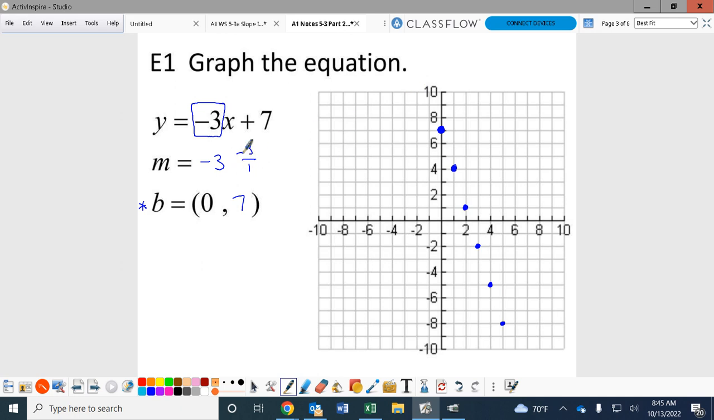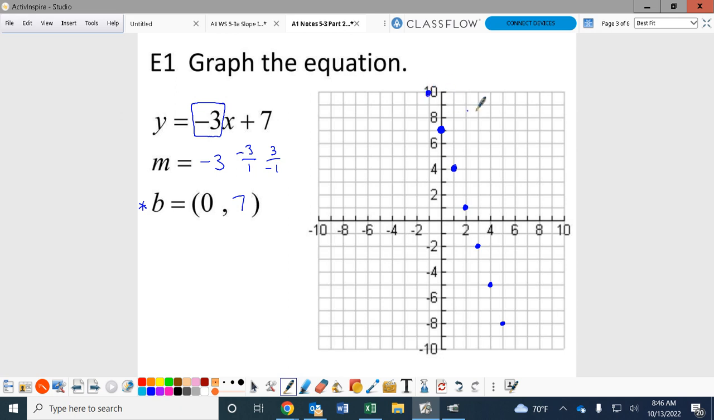Guys, remember I told you it doesn't matter if the negative's on the top or the bottom? So here we go. If I rewrite it as 3 over -1 and move my negative sign to the bottom, that 3 on top now means that I'm going to move what direction 3? Up. I would go up 3, and then what direction for that -1? Left.